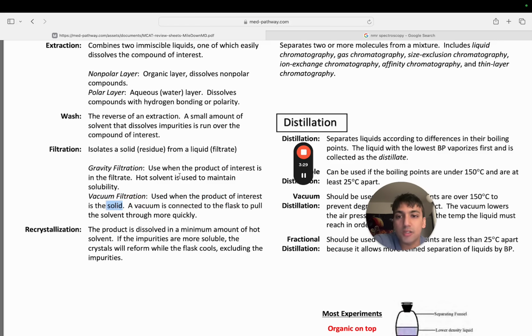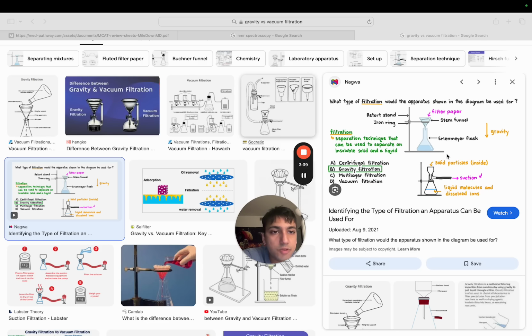So in this case, use when the product of interest is in the filtrate versus when it's the solid. A vacuum is connected to the flask and it pulls out the solvent through more quickly. And so I'll show you an example of both. So this is a good example of gravity filtration right here. It's very simple. You just have filter paper, you have that stem funnel, you have solid particles inside, and then you just dump liquid, and then you just use gravity, and the liquid falls down. At the bottom, you'll have the liquid molecules as well as dissolved ions.